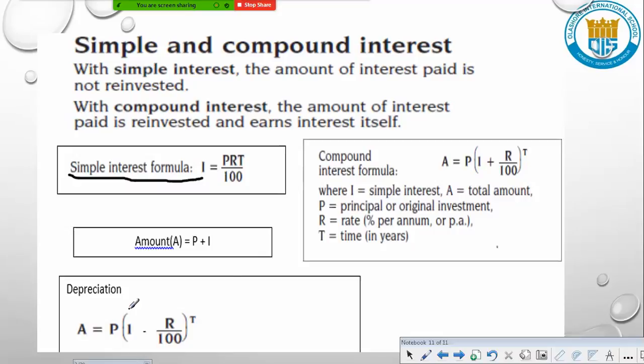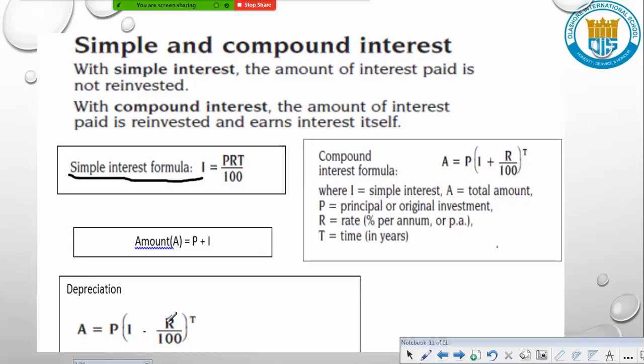Of course, we also have what's called depreciation. When you have a particular asset, maybe a vehicle or something that you have, it may be depreciating in value. So we can get the total amount of depreciation over a period of time. A is the amount that will be left after a certain period of time. P is the initial value, R is the rate, T is time. How long are you calculating the depreciation value for?